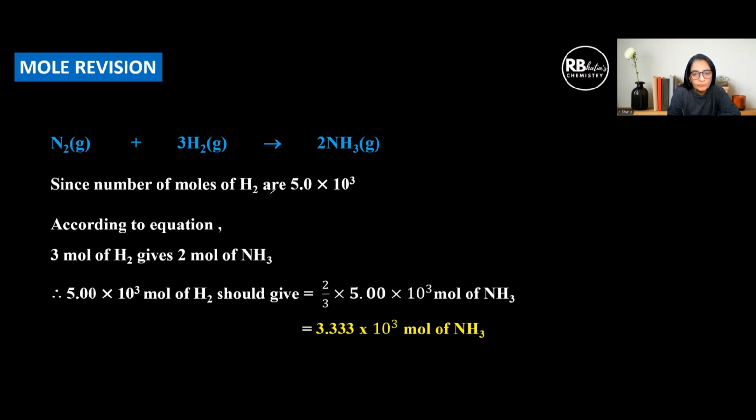So since the number of moles of hydrogen are 5 into 10 to the power 3, according to this equation, 3 moles of hydrogen will give 2 mole of ammonia. So 5 into these many moles of hydrogen should give these many moles of ammonia, right? Since hydrogen is a limiting reactant, we are deciding the product on the basis of hydrogen gas.